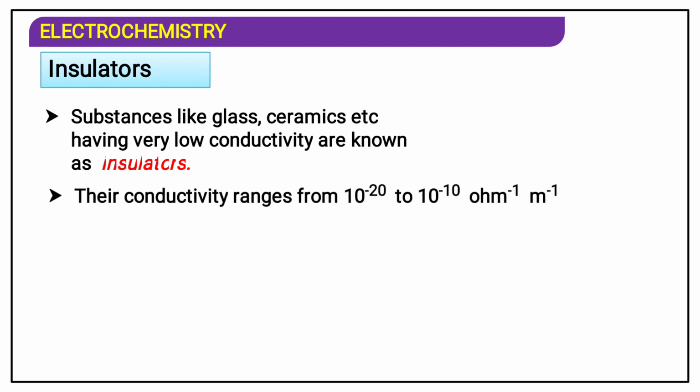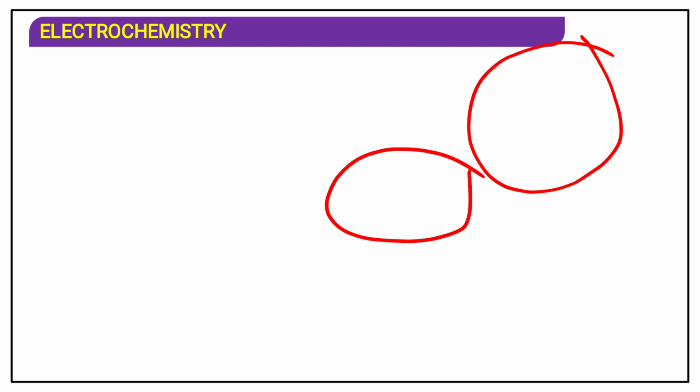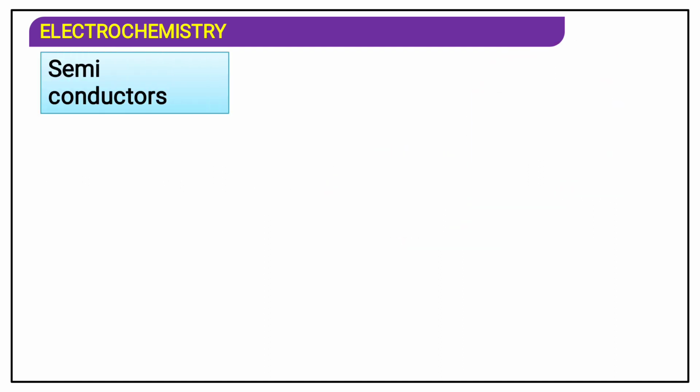Their conductivity ranges between 10 to the power of minus 22 to 10 to the power of minus 10 ohm inverse meter inverse. This ceramic material is generally used on current poles. You see so many current poles outside which are connected with ceramic material, which is a complete insulator.